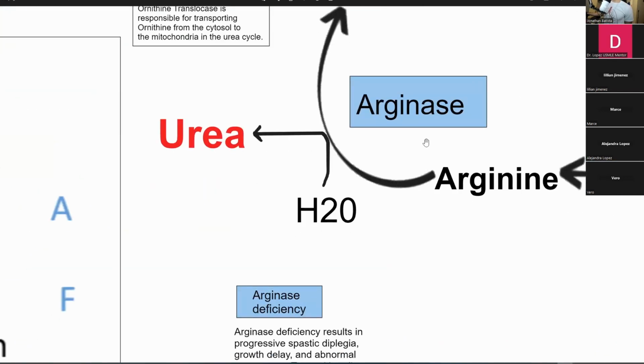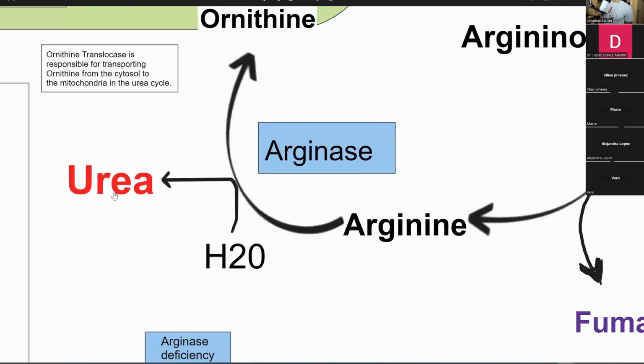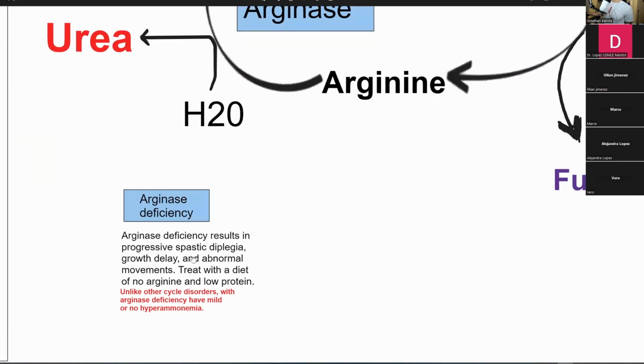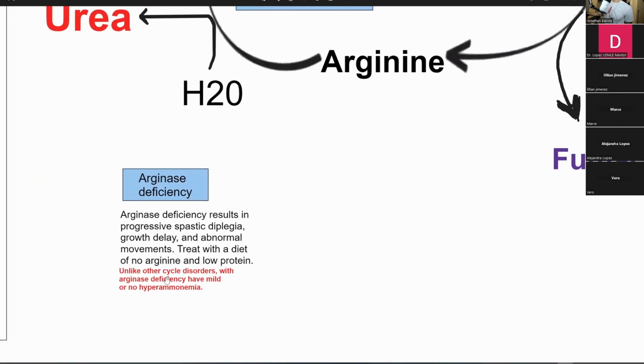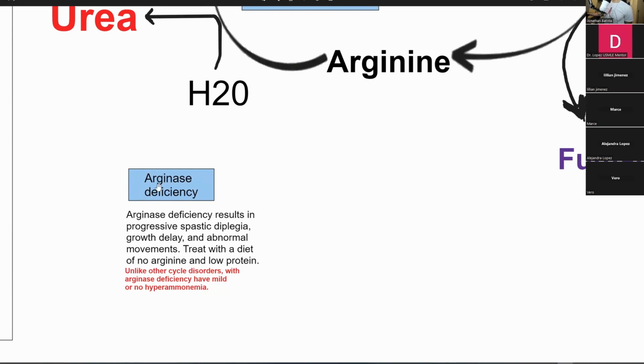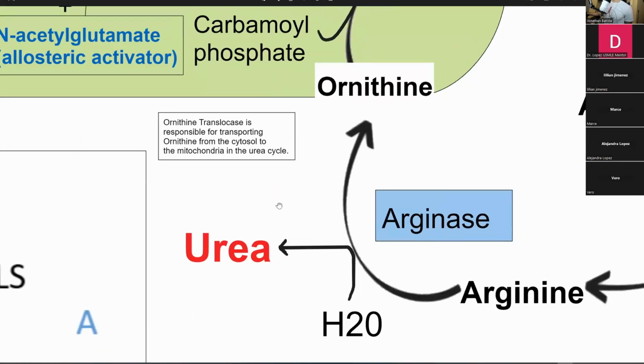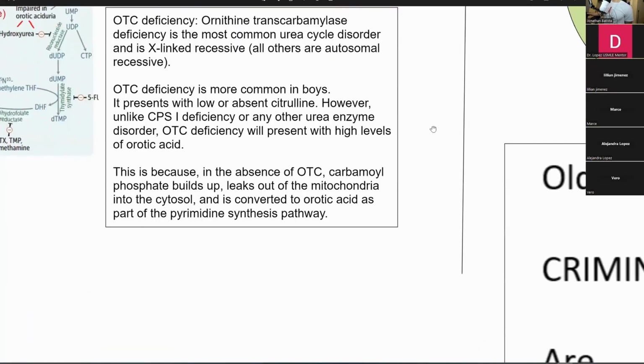Now, what I was telling you was that all of them have hyperammonemia because you're not able to basically run the urea cycle, except for arginase. For some reason, this one is the only one that can have mild or no hyperammonemia. So be careful with that. Be careful. All others will have it.